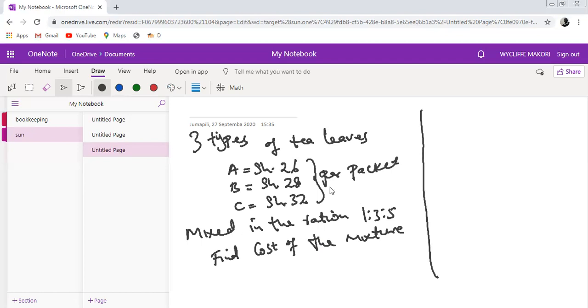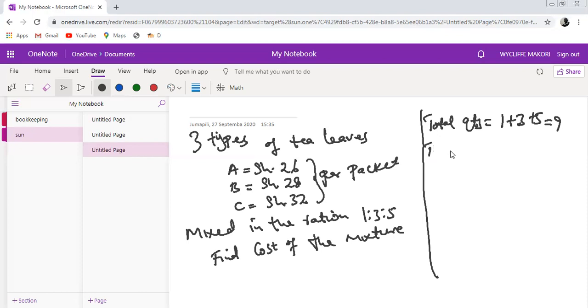One thing, we should get the total quantity of the mixture. If one packet is mixed with 3 and 5 of these brands, then the total quantity will be equal to 1 packet plus 3 plus 5. So in short, we are going to have 9 packets that are mixed.